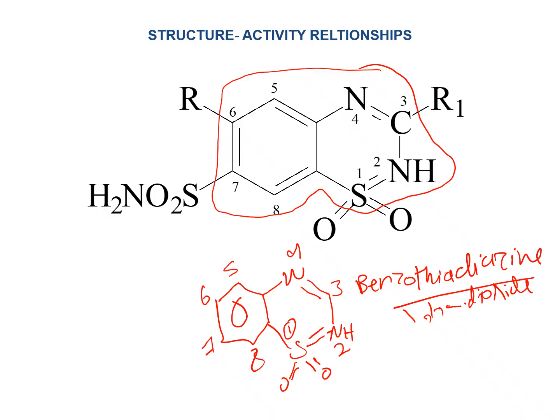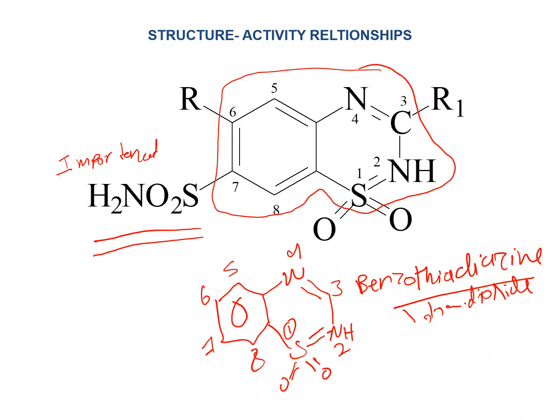So now what do we have? What is really important in this structure? In this structure, you will see that there are certain elements that are very, very essential. And the elements are, first of all, this sulfamide at position number 7 is very important. It's really important to have this sulfamide.